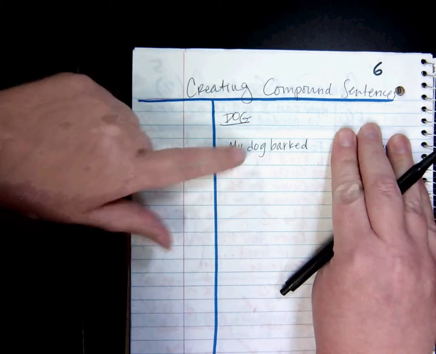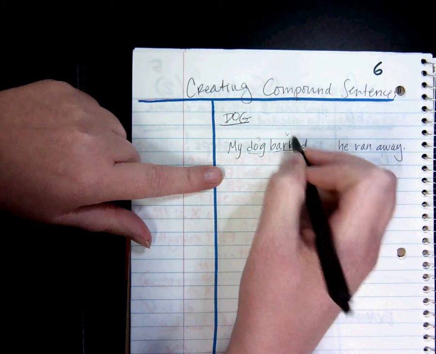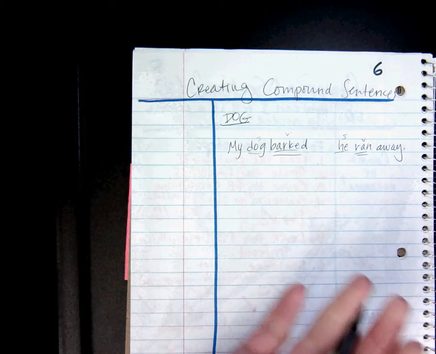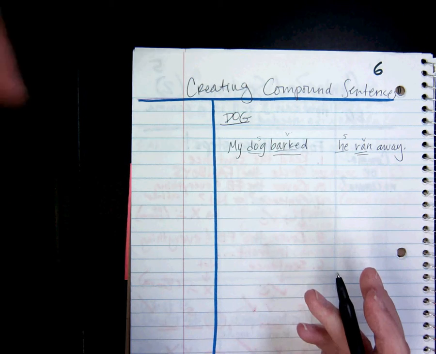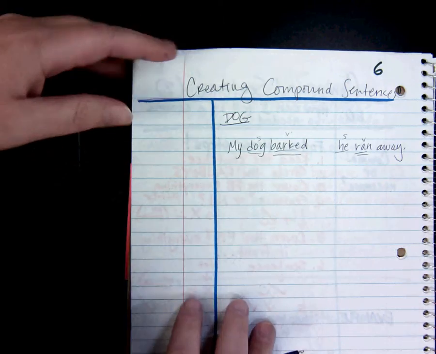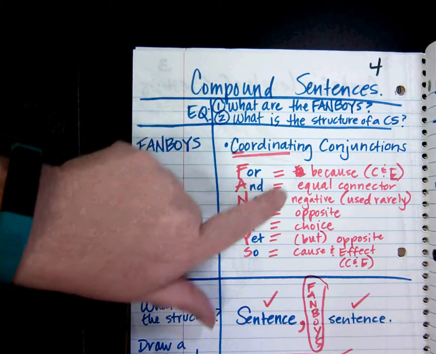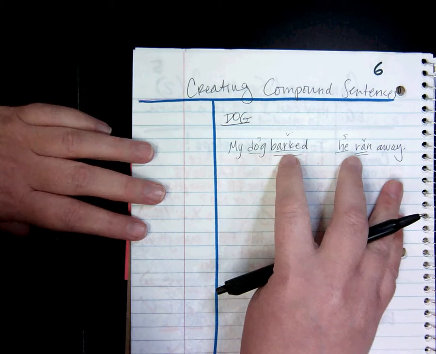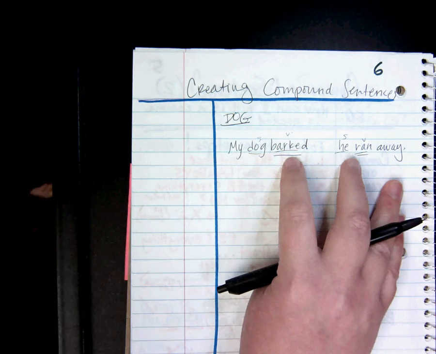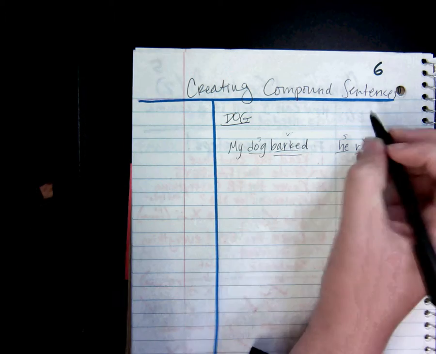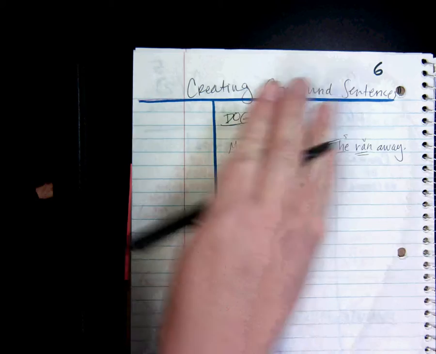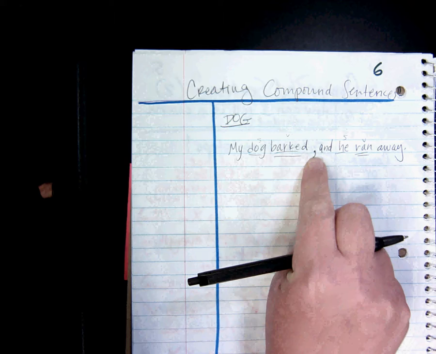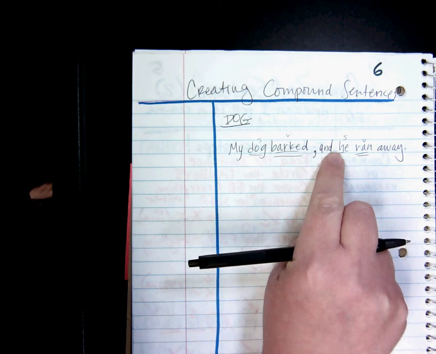If I look at them, my dog barked, there's my subject, there's my verb, there's my subject, there's my verb. I have two simple sentences. I can connect those with any of the fanboys that fit. Remember, not all fanboys are created equally, so you have to know how you're using them. These two sentences go together pretty well. They're pretty equal. We could say it's a cause and effect, but I think just an and. So if I have a sentence on this side and a sentence on this side, I'm going to connect it with a comma and. Notice the comma goes on the left-hand side.